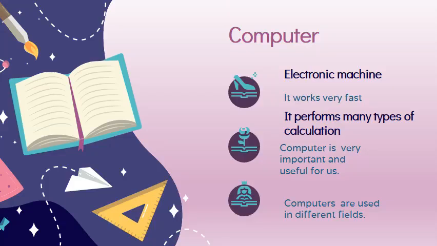Before we start our topic, let us recall what a computer is. Computer is an electronic machine. It works very fast. It helps us in doing numerous tasks as well as many calculations. Computer is very important and useful for us. Computers are used in different fields; you see computers at home, school, offices, hospitals. Computers are around us.